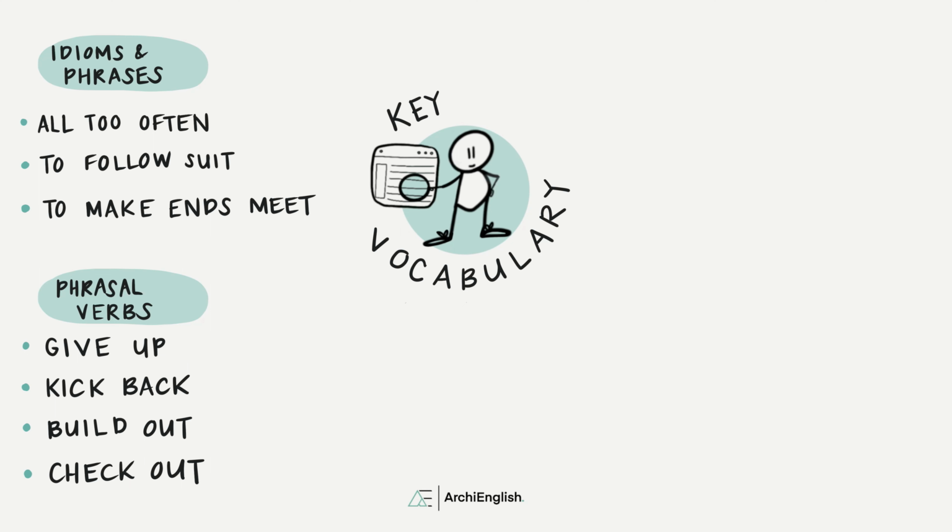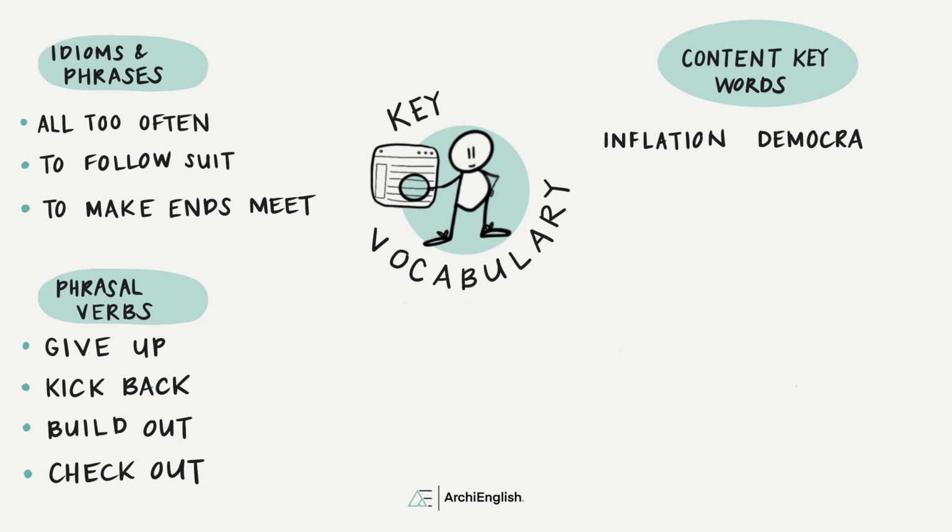The next one, built out, or to build something out, which means the growth or the development or expansion of something. And then finally, to check out, which means to inspect or to look at something. Now let's go through some of the key content words. Inflation, which is a noun that means a general increase in prices and fall in the purchasing of money. To democratize something, a verb, which means to make something accessible to everyone.